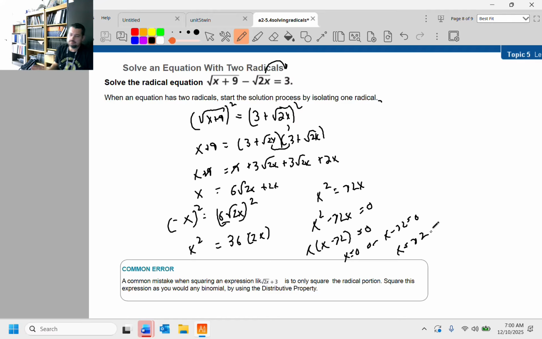There you go. Now the real question is, does it work? All right, so if we plug a 0 in, 0 + 9 is 9. The square root of 9 is 3. There's a 3 here. This becomes 0. 3 is 3. We plug a 72 in. 72 + 9 is 81. The square root of 81 is 9. Minus, here we have the root of 144. That's 9 minus 12, which is negative 3. They don't work. Extraneous.